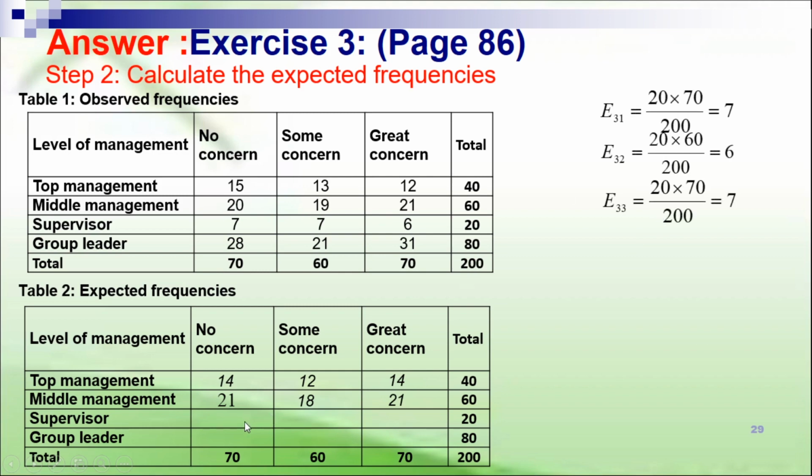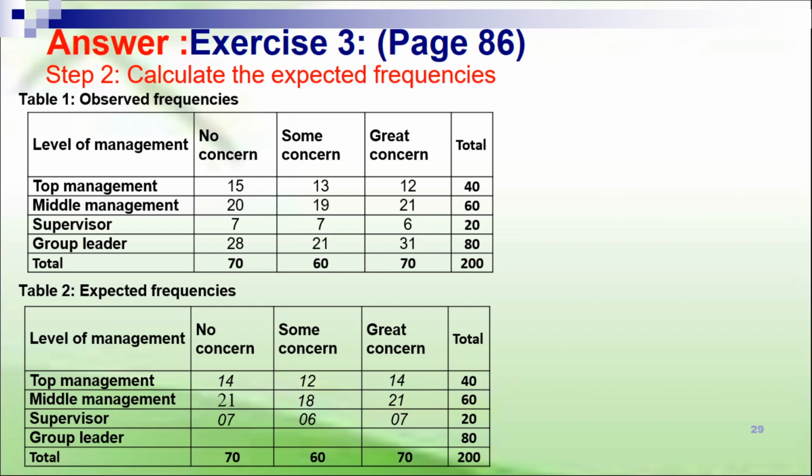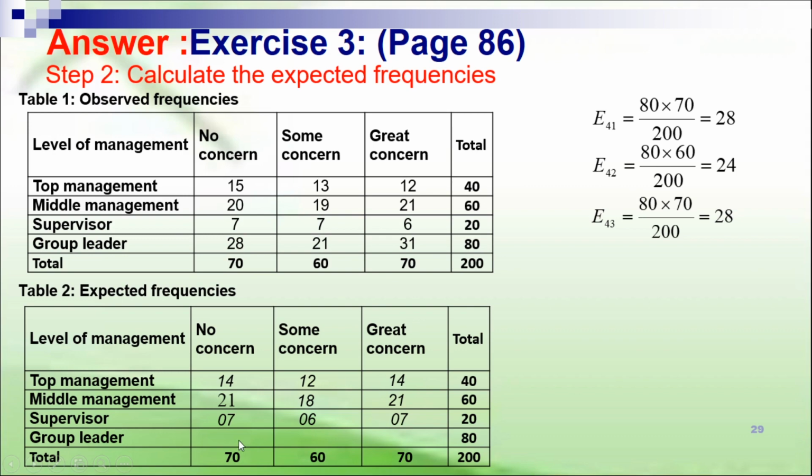Then find the expected frequencies belonging to the third row: E31, E32, E33. E31: take the product of the third row and first column. 20 into 70 over 200, 7. E32: third row total, 20 into 60 divided by 200, that is equal to 6. E33: 20 into 70 over 200, 7. Then find the expected frequencies of the last row. E41: 80 into 70 over 200. E42: fourth row total into second column, 60 divided by 200, 24. E43: fourth row total 80 into third column, 70 divided by 200, 28.